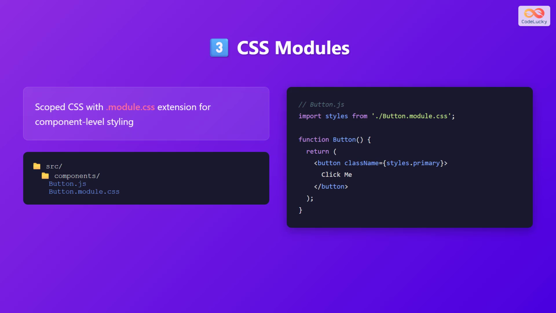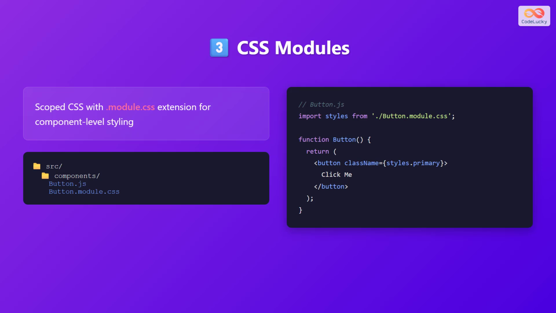Another approach is to use cascading style sheets modules. Cascading style sheets modules provide scoped cascading style sheets with the .module.css extension for component-level styling. To use cascading style sheets modules, name your CSS file with the .module.css extension. Then, import the cascading style sheets module into your component.